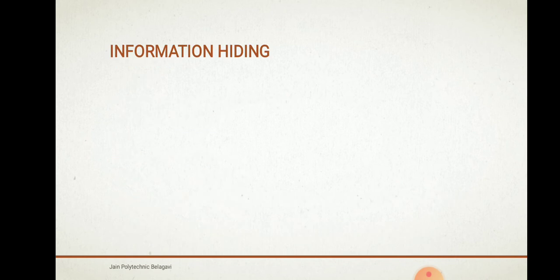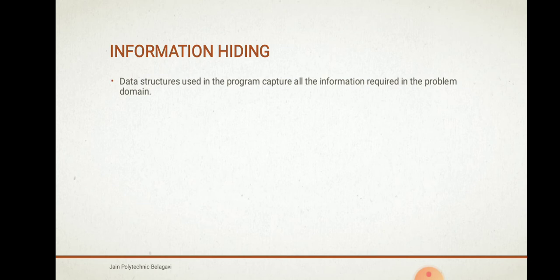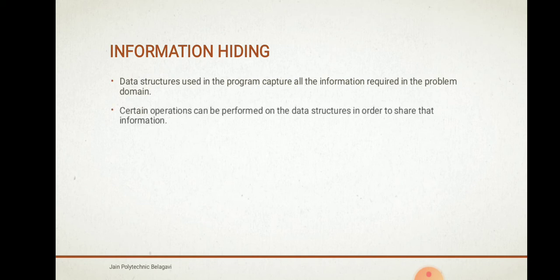Now let us see what is information hiding. The data structures used in the program capture all the information required in the program. So whatever program we write, we use some data structures that capture all the information required. Certain operations can be performed on the data structure in order to share that information. So the programs perform some operations on the data structures.